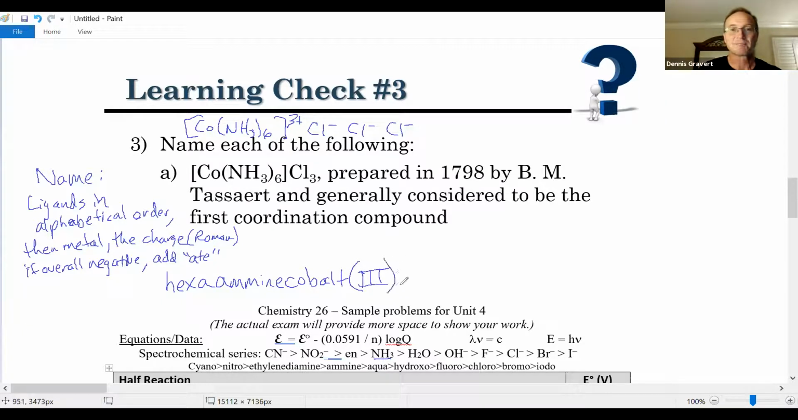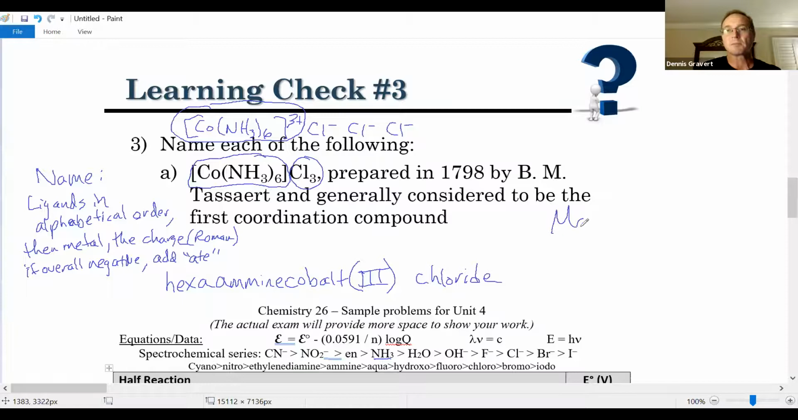Roman numeral 3. Cool. Is this whole thing a net negative charge? Nope, it's a +3 complex. So don't add ate. And this whole thing is a cation. So we're naming salts, and that's what we have. We have this cation here, a +3 cation, and then here are the anions. And what's the name of that anion? Chloride.